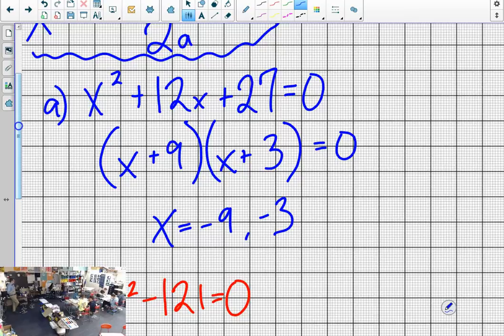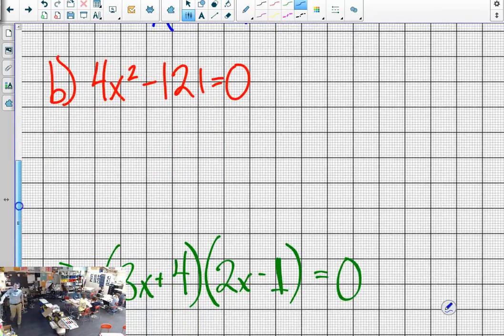Are we good on A? You could also remember this method, where you're trying to find the sum and the product and find your values here with the 9 and the 3. You can also use that. So let's look at B then. Anyone have an easy method for doing B?